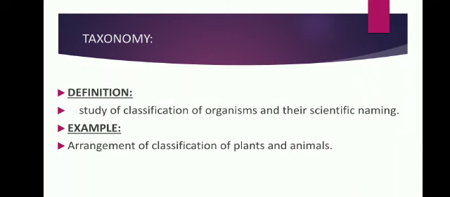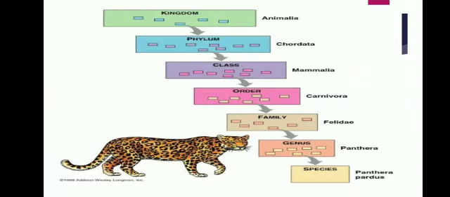So, for example, the arrangement or classification of plants and animals. You can see this is basically a taxonomical classification of organisms. You can see the different ranks or levels in which we classify the organisms into different groups and subgroups on the basis of similarities and differences and give them scientific names.